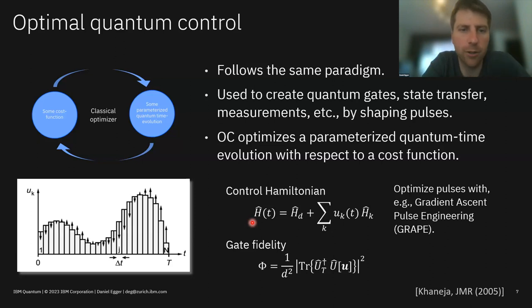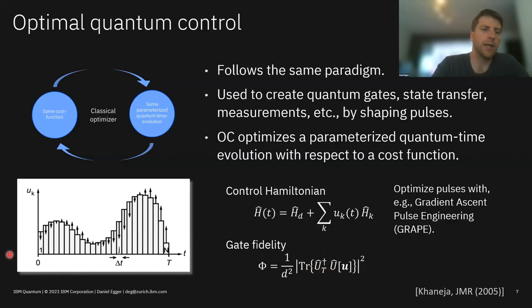A good example of this is the GRAPE algorithm. So what do we do in the GRAPE algorithm? This stands for gradient ascent pulse shape engineering. In GRAPE, we have a control Hamiltonian, which has a drift part here and a control part. And we want to shape the control fields here in order to generate a certain target time evolution.